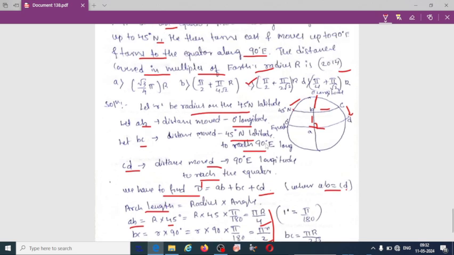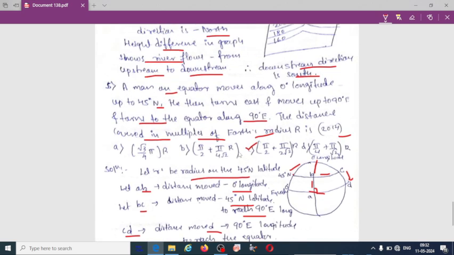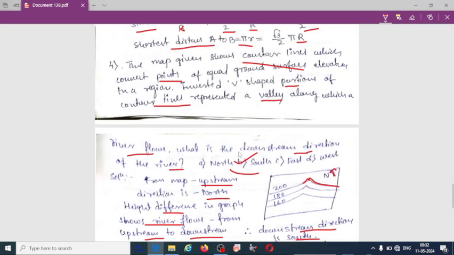So these questions are a little bit complicated. You must read the question carefully and try to solve.